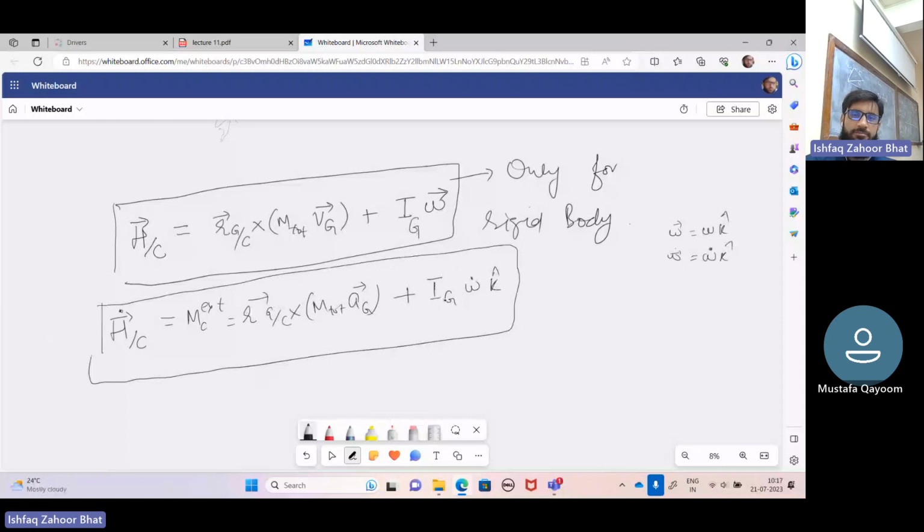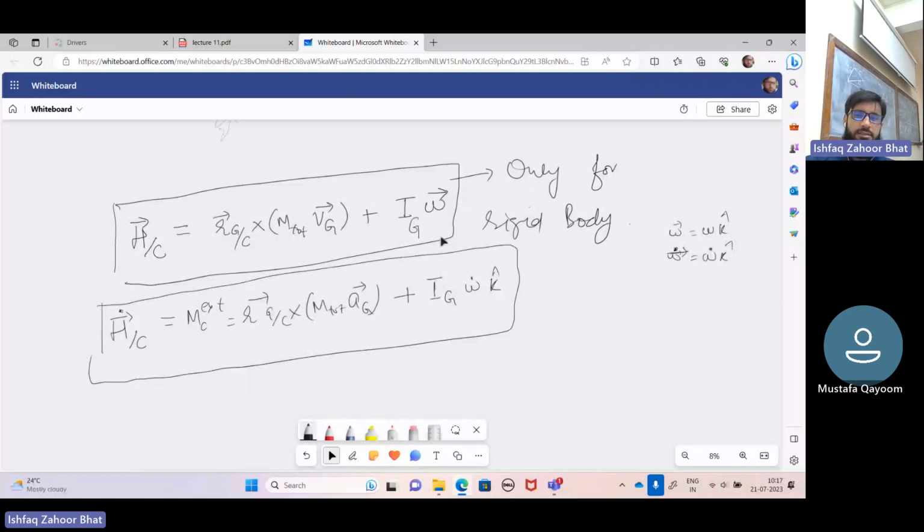Sir, how is the omega vector equal to omega dot k? I am saying omega is omega times k, and omega dot is omega dot times k. This is a vector. Its magnitude is omega dot, and its direction is the same as k. It is not changing. The unit vector is not changing, only the rate is changing, isn't it? Okay, got it.